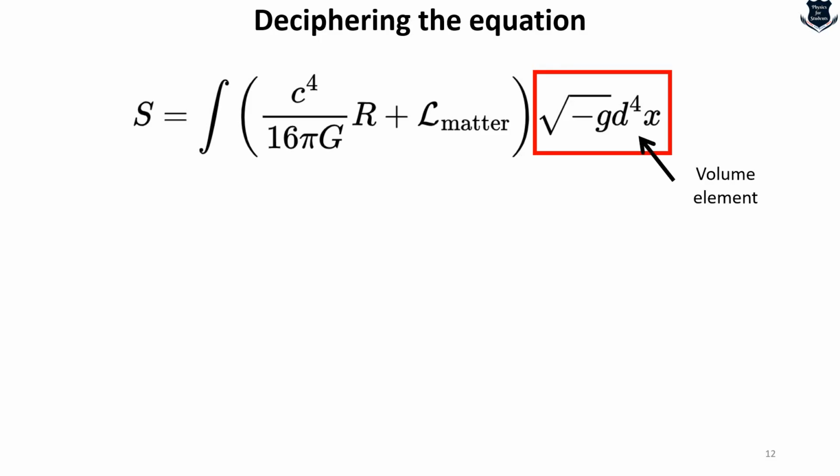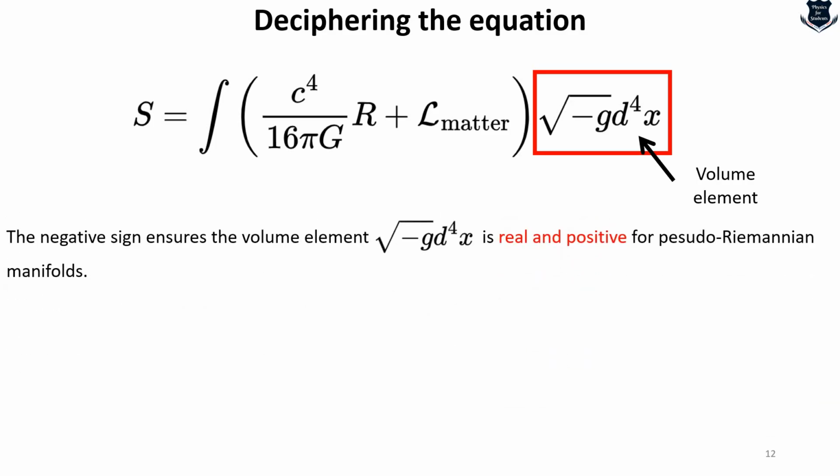So minus g is the determinant of the metric tensor, along with the volume element. What we see from here is that the negative sign ensures that the volume element is real and positive for pseudo-Riemannian manifolds. Now again the question is, when I say it is real and positive, you might ask me, what will happen if it is negative or imaginary?